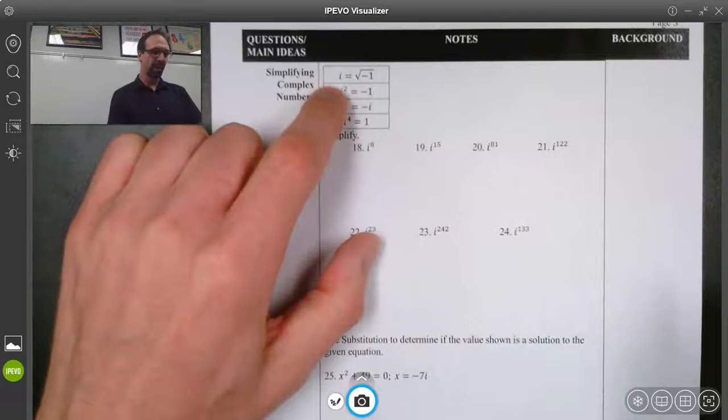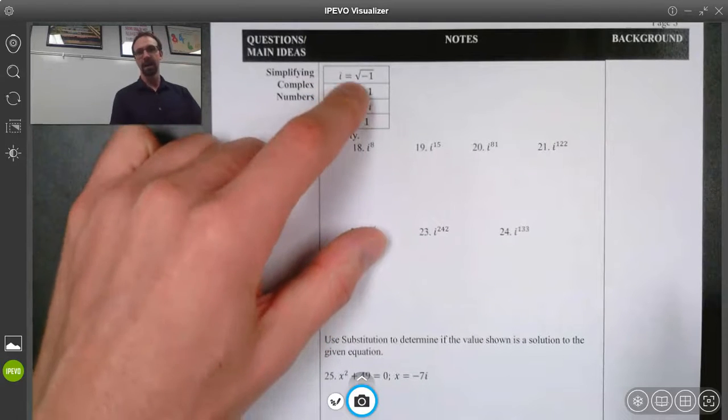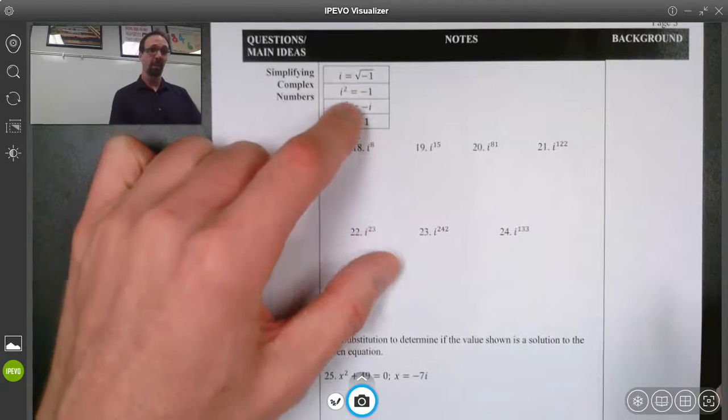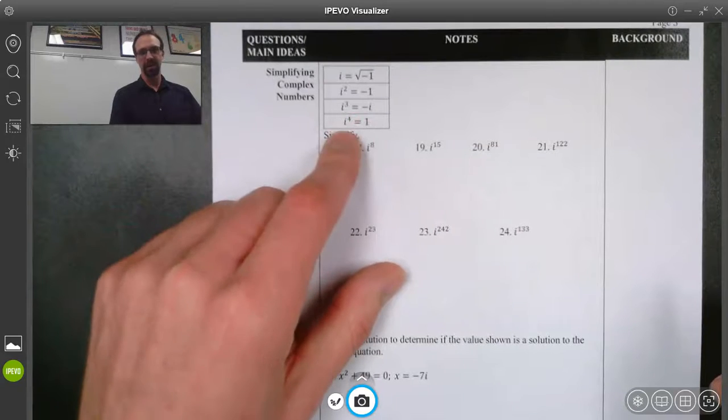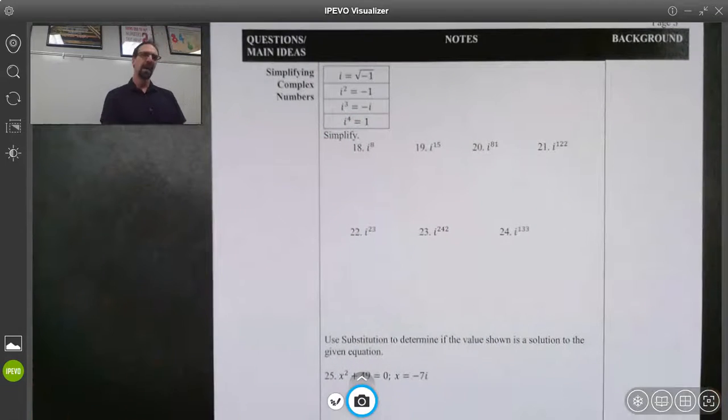We've already talked about this up here. i is equal to the square root of negative 1. i squared is equal to negative 1. i cubed is equal to opposite i, and then i to the fourth is equal to 1. We can extend that. As I mentioned earlier, it's kind of cyclical. i to the fifth, i to the sixth, i to the seventh.